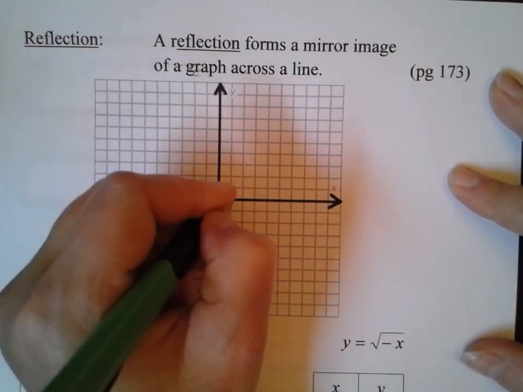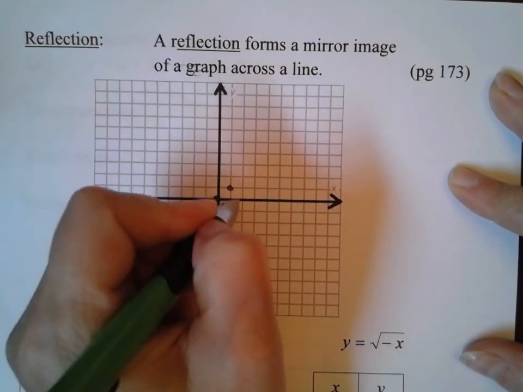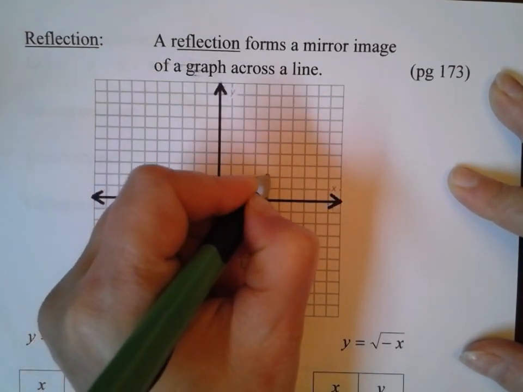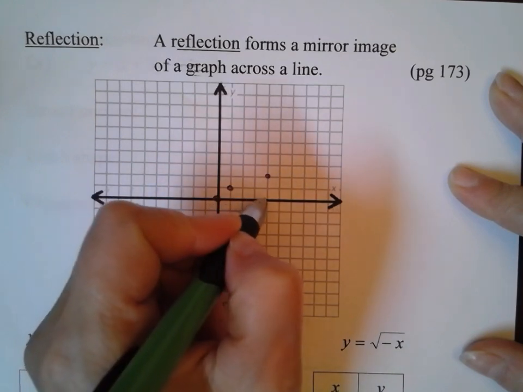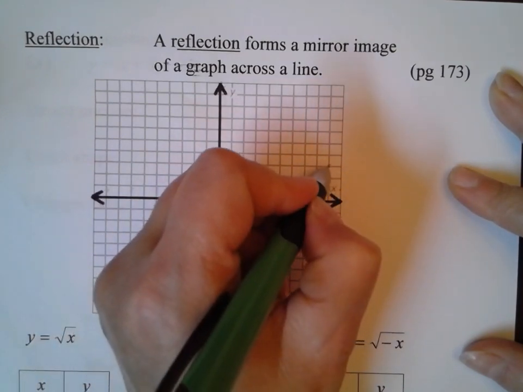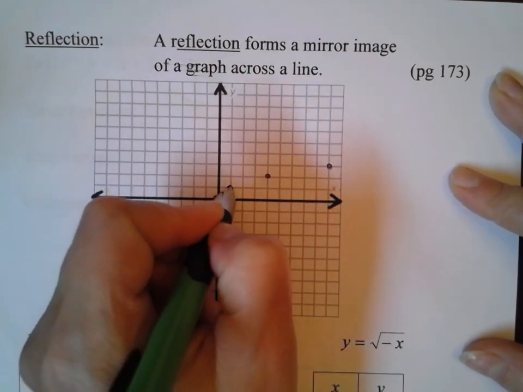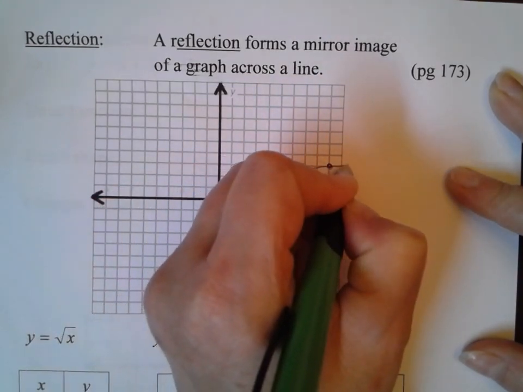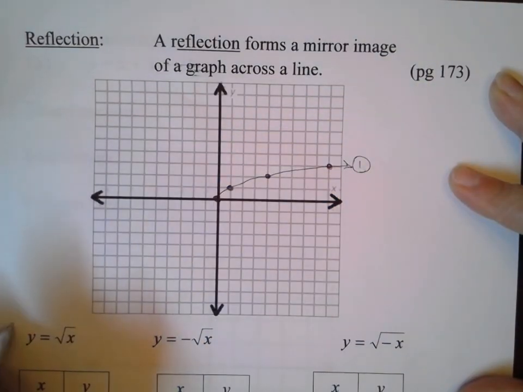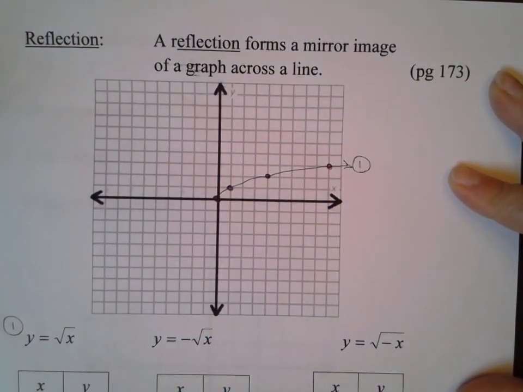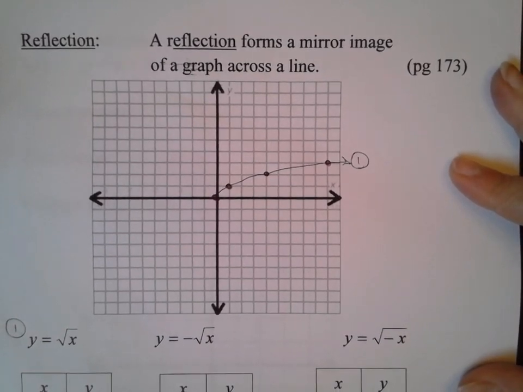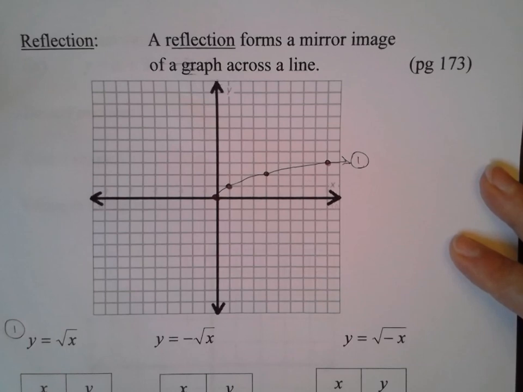I have 0, 0, 1, 1, 4, 2, and 9, 3. And the shape is sort of like a half of a parabola on its side. So this is the basic square root function. Okay, so we're tracking a reflection. So a reflection is going to happen when we add a negative either inside or outside of the basic function. Okay, so we want to look at those two possibilities.